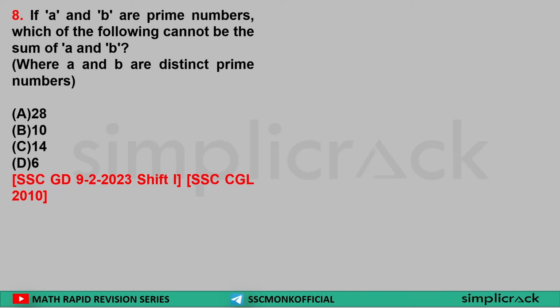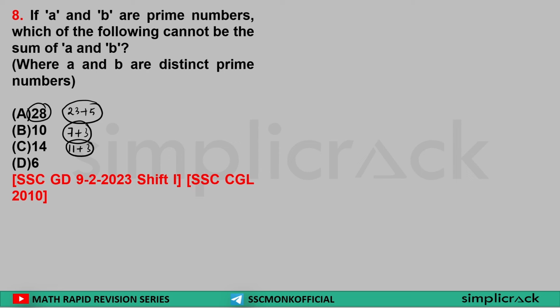If a and b are prime numbers, which of the following cannot be the sum of a and b? Now what it is saying, where a, b are distinct, that means different prime numbers. Now see, sir, 28. So 28 I can write as 23 plus 5. These are two prime numbers, right? Yes. Sir, 10. 10 I can write as 7 plus 3. Yes or no? Yes. Sir, 14. 14 I can write as 11 plus 3.